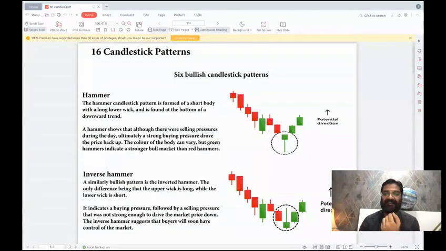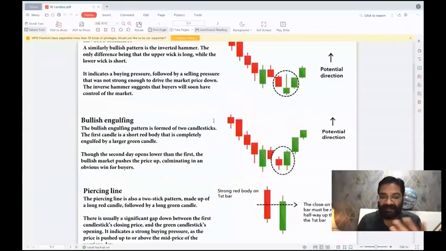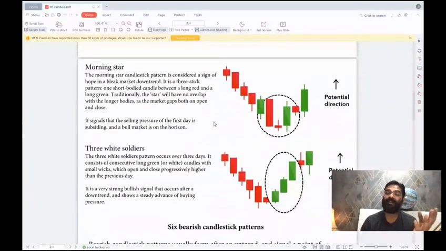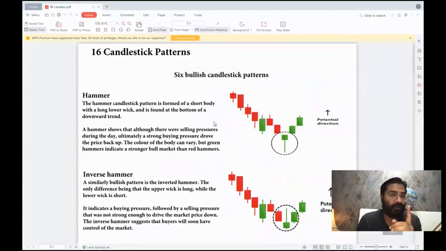What is a candlestick? There are different types of candlesticks. There are hammer candlesticks, inverse hammer candlesticks. Then a lot of other candles are there, man. Bullish engulfing, piercing line, morning star, three white soldiers. All these candlesticks, I remember that I have taught you before, but because this is a new course, I'm going to repeat it again so that you guys can learn from them.